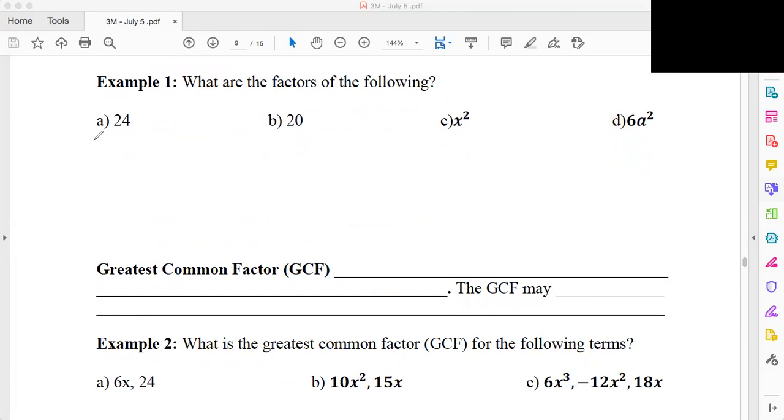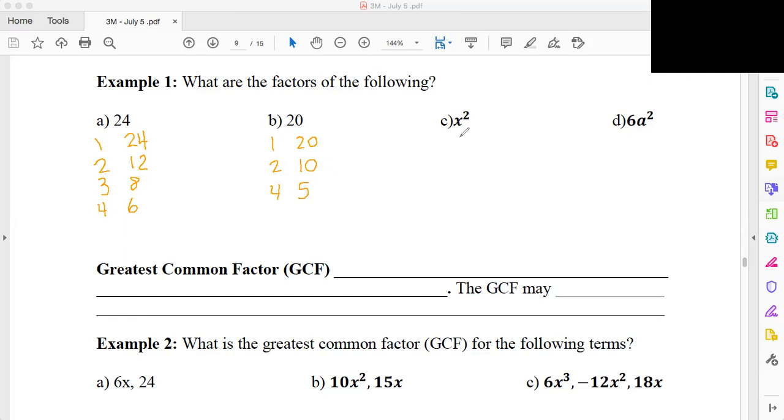If we look at 24, we're going to look at the two numbers that multiply to give you 24. So we're going to have 1 and 24, 2 and 12, 3 times 8 is going to give us 24, and 4 times 6. Okay, so those are our factors. We're going to do the same thing for 20. We look for two numbers that multiply and give us 20. So 1 and 20, 2 and 10, and 4 and 5. And that's it.